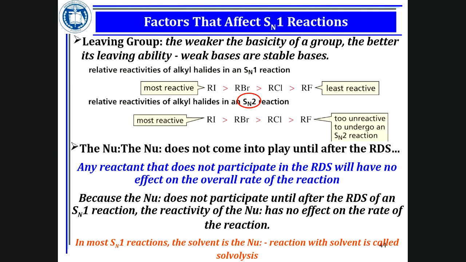Leaving group: a better leaving group is best for both SN1 and SN2 in general, but for SN2 the effect of the leaving group is a lot more significant.